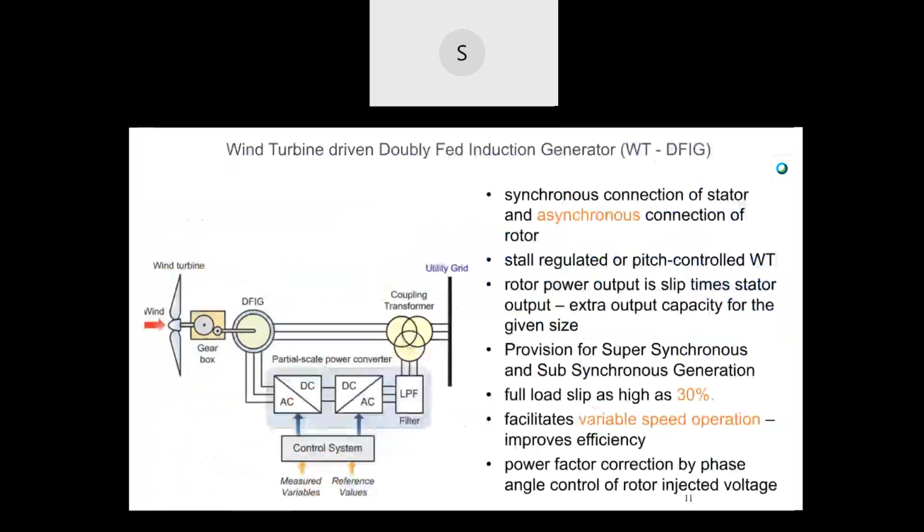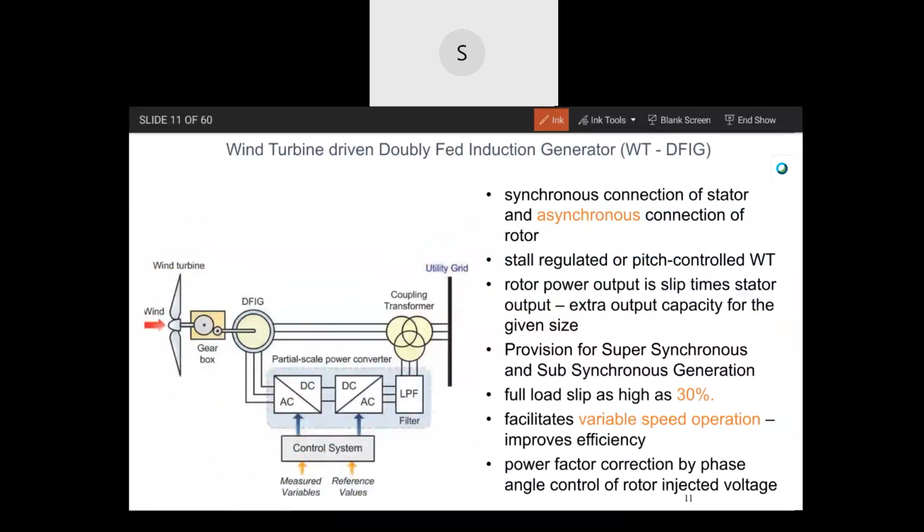Coming to the DFIG, the DFIG is a slip ring induction machine. Slip ring induction machine means the rotor also has a winding. Other connections are the same. The stator winding is synchronously connected to the grid, but the rotor winding is asynchronously connected. What does it mean? That means there is an AC, DC, AC link. There is one converter, which is effectively a rectifier, and then there's a DC link. Then there is a grid tied inverter and a harmonic filter. Again, it is connected to the grid. So it's a synchronous connection of the stator and asynchronous connection of the rotor in the DFIG.